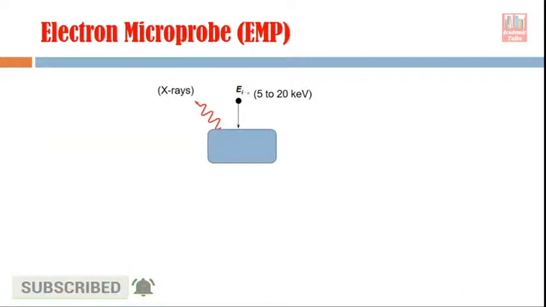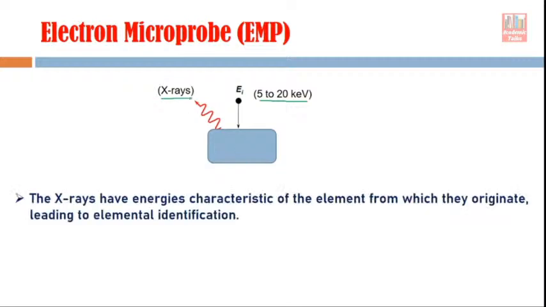An electron beam having electron energy from 5 to 20 kilo electron volt, when it interacts with the solid surface, X-rays are emitted, and we are going to use these X-rays for the characterization of the material. Now the X-rays which are emitted from the sample material have energies which are characteristic of the element from which they originate.